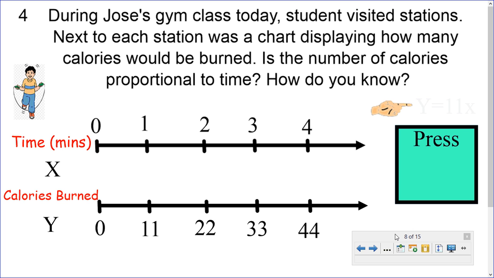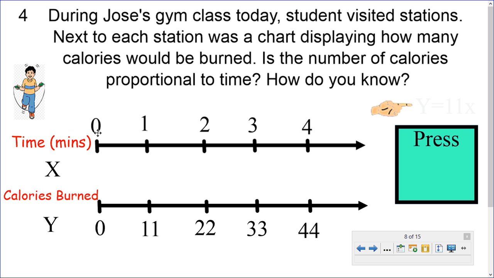During Jose's gym class today, students visited stations. Next to each station was a chart displaying how many calories would be burned. Is the number of calories proportional to time? How do you know? Well, there's Jose jumping rope, so I assume he's at the jump rope station. And here we have time in minutes, which we'll call x, our first quantity, and calories burned we'll call y, which is our second quantity. So x would be our numerator and y would be our denominator.